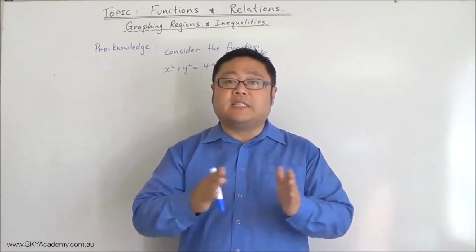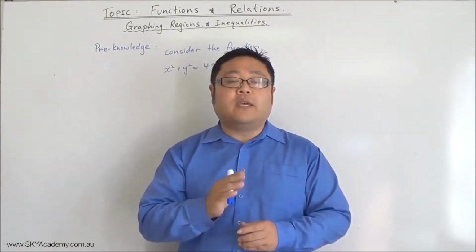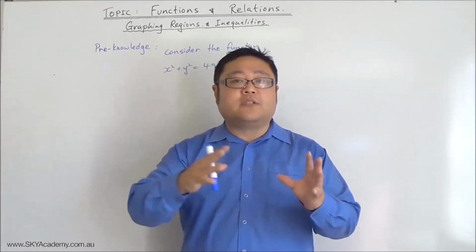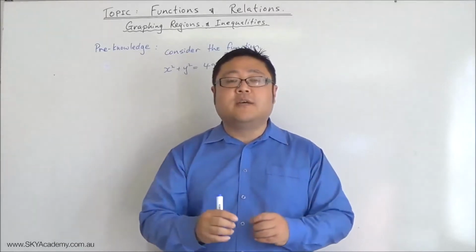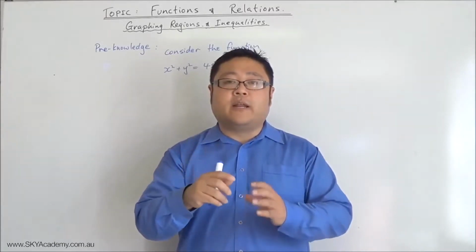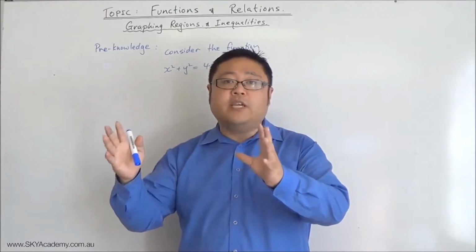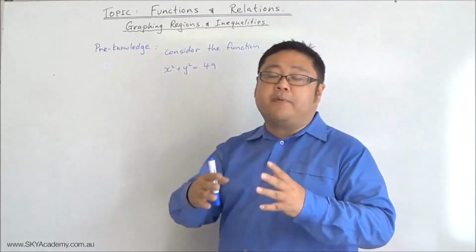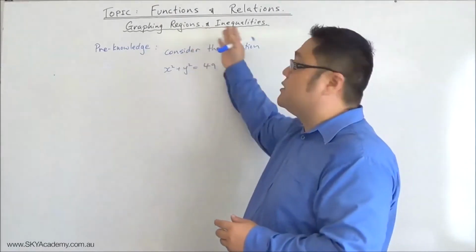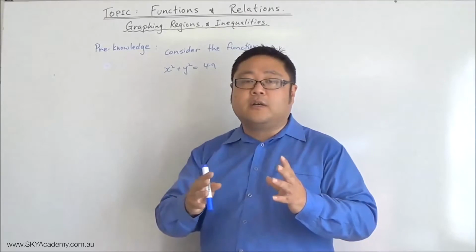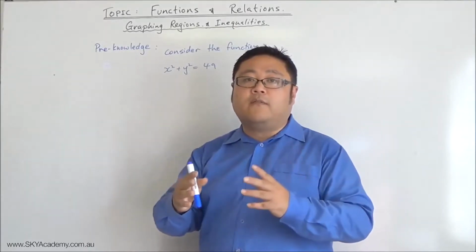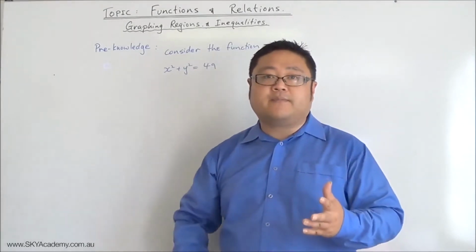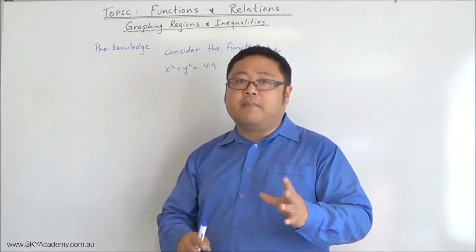In this particular series we've been looking at functions and relations, and different types and families of functions. Now what I would like to do is look at a specific type of relation which is known as regions. Regions are pretty much typical of what inequalities will look like when graphed. Let me explain what I mean by that.